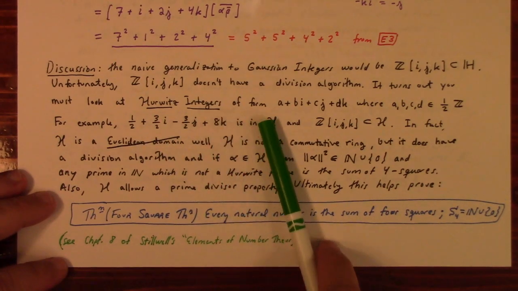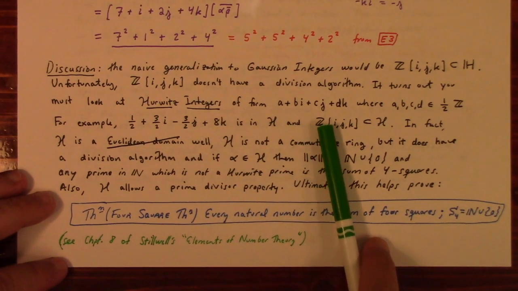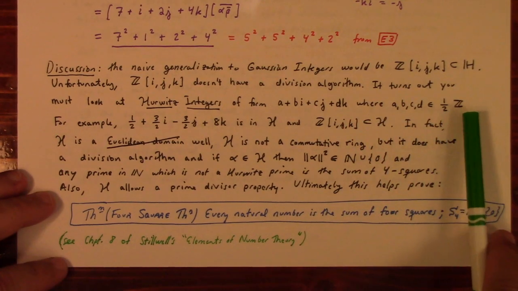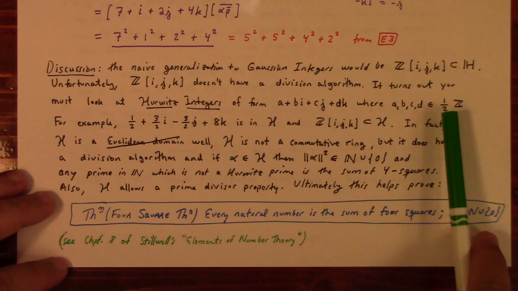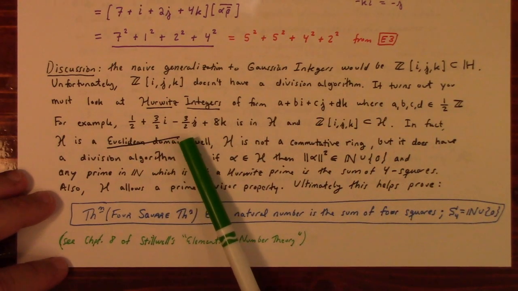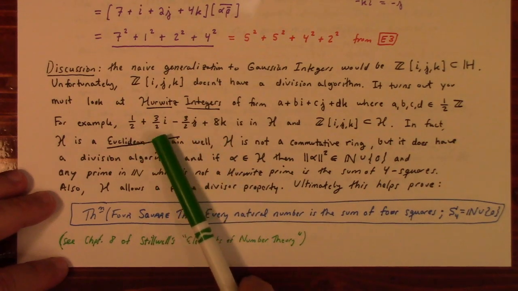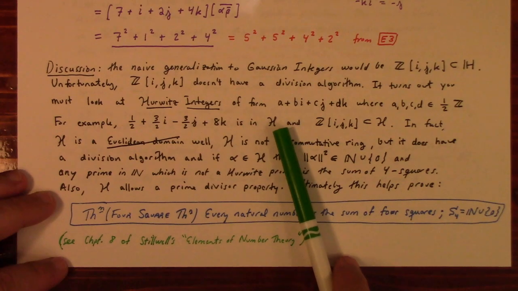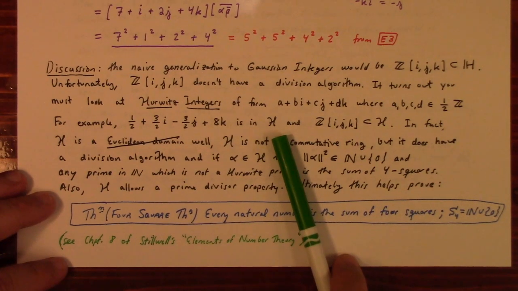Now, Hurwitz integers are of the form a plus bi plus cj plus dk, where a, b, c and d are integer multiples of a half, which means that they can be like a half or 2 or 3 halves. For example, 1 half plus 3 halves i minus 3 halves j plus 8k is a Hurwitz integer. I'm using this funny looking H just to have a label for Hurwitz integers for this discussion. That's not a standard notation. It's just what I'm making up for this particular page.